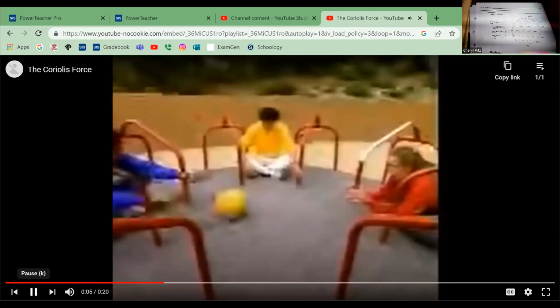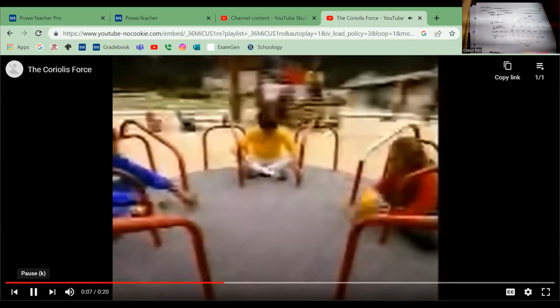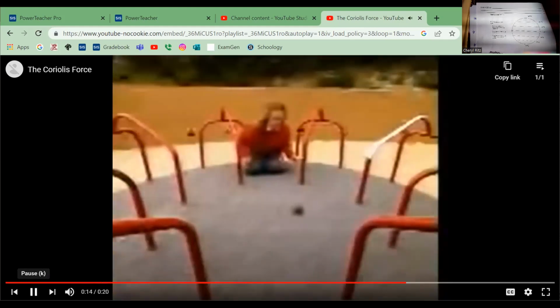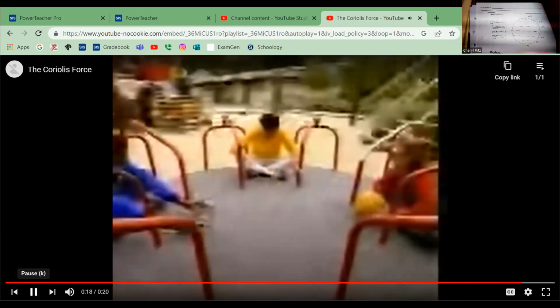To an observer above the merry-go-round, the path of the ball appears straight, while to someone sitting on it, the ball appears to curve to the left. This exemplifies the Coriolis force, whereby, to an observer on the rotating Earth, the path of an object appears to be deflected, and this is a result of the Earth's rotation.